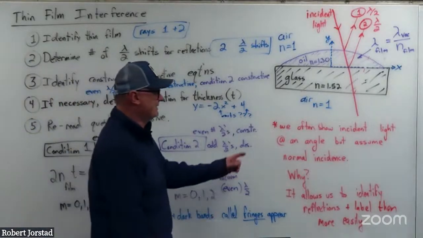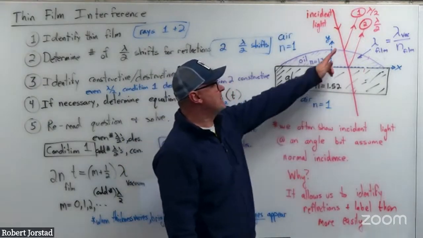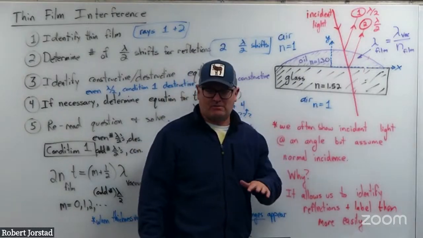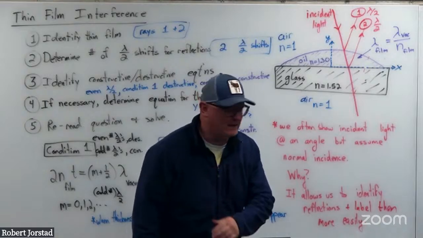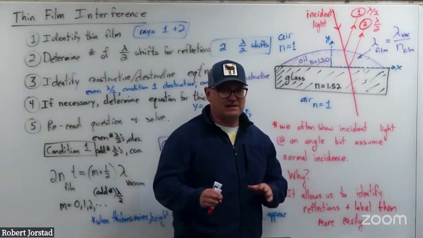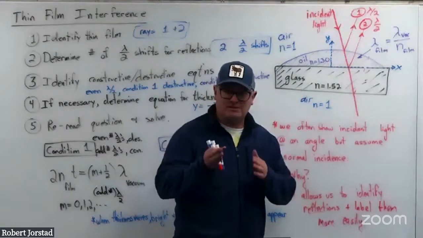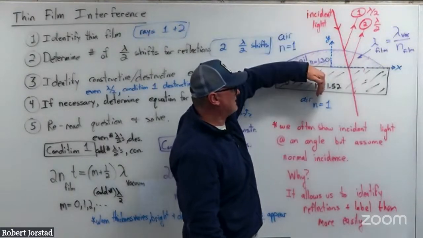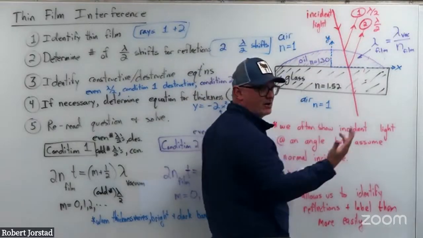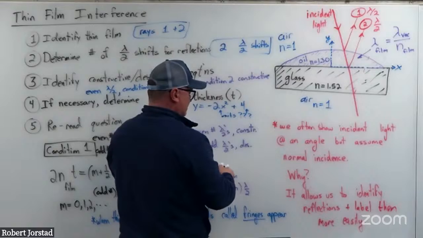Another little comment here. We often show the incident light at an angle like this because it just makes it easier to number and label these reflections. But when we are doing thin film problems, unless you're specifically told otherwise, assume the light is at normal incidence. I'm going to say that again. Unless you're specifically told otherwise, most thin film problems assume light is at normal incidence. It's just if it's coming straight down, all the light rays are coming back up, it's hard to label them. So a lot of times, it's easier to label them here, assume normal incidence.